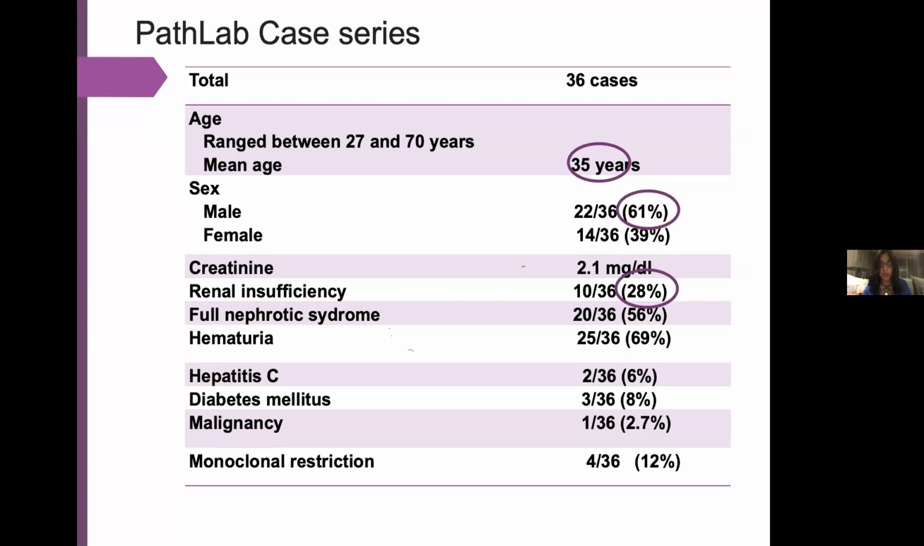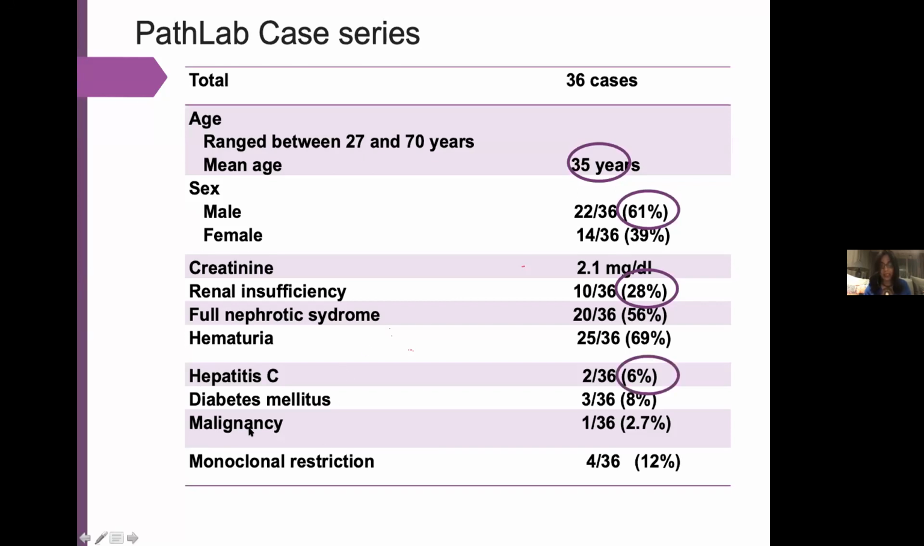Second major difference was the renal insufficiency. They had reported 70% of their cases with renal insufficiency. We only had around 28%. But probably this can be explained by the fact that most of our patients were in the mesangial pattern. Most of our cases were actually in the mesangial or the nodular sclerosis pattern. And we already said that these patients have the best prognosis. So this is maybe why our patients had better figures in relation to the renal insufficiency.